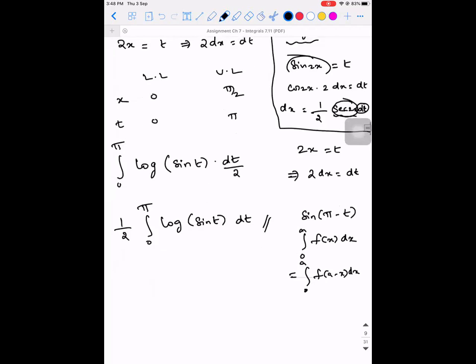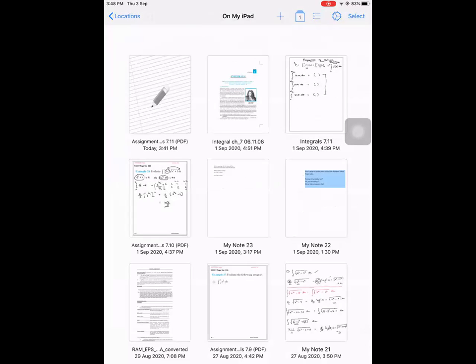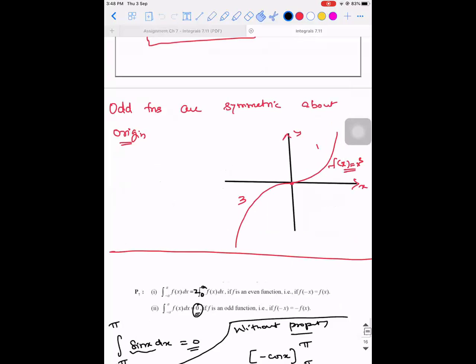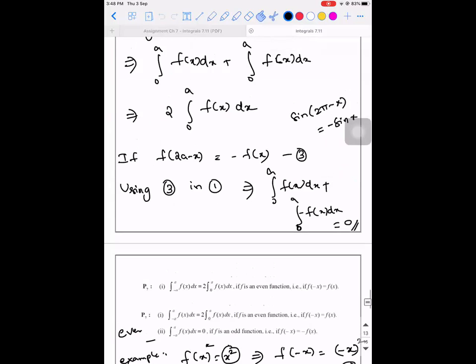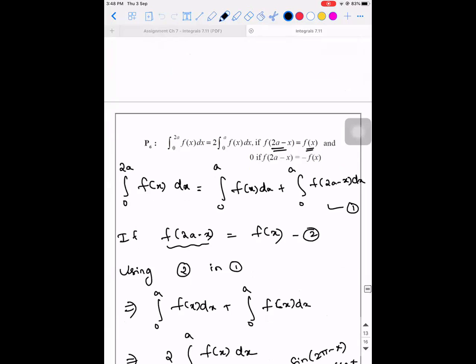Okay. So instead, what can we think of is, you have another property, right? Integral of 0 to 2a. What is that property? I don't remember the property number. Just give me a minute. This one. This is there, no? This property number 6 is there, right?